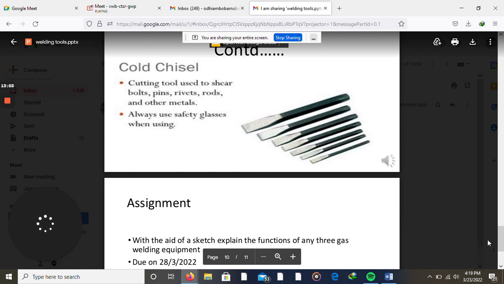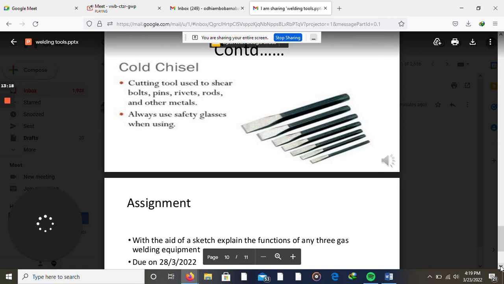by hammering. Yes, we said a chipping hammer is used when we are welding. After welding, we have to remove the metal slag that is formed when we are welding. So we remove that slag using a chipping hammer.